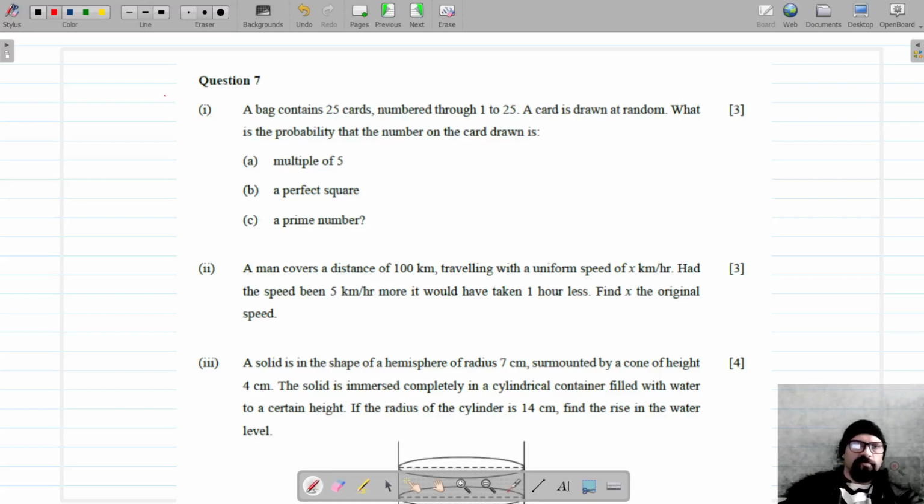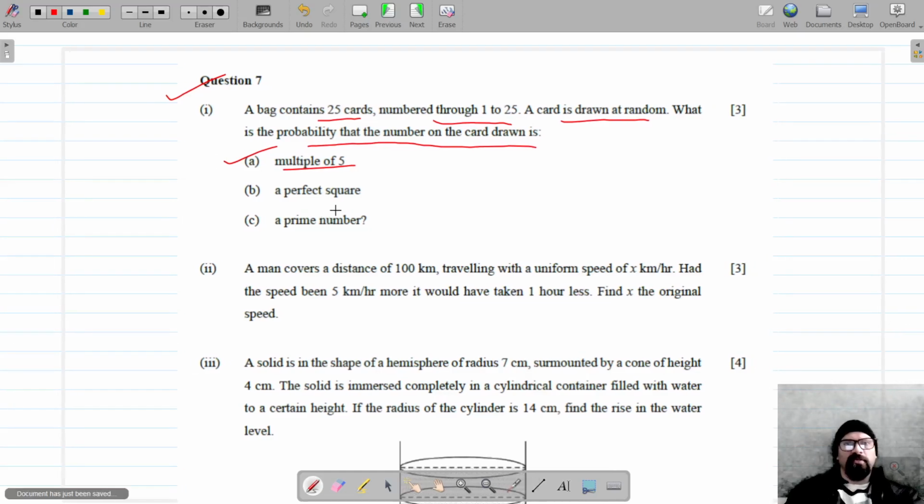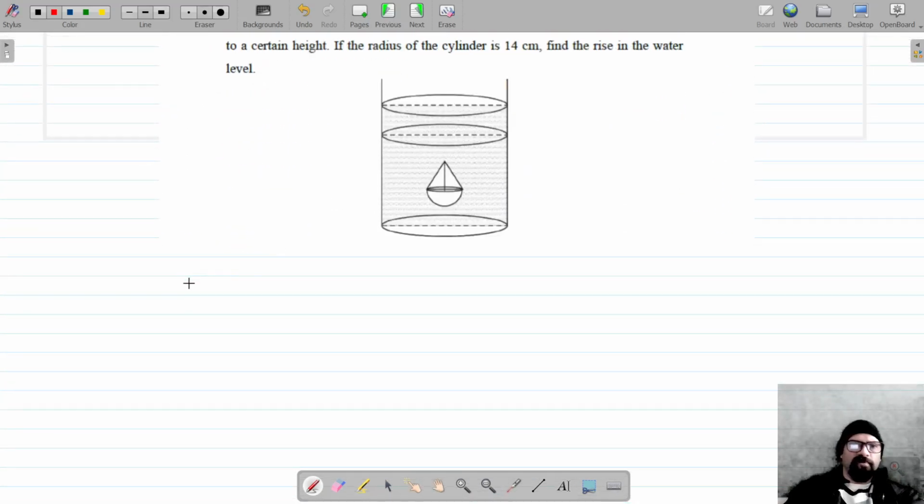For question number 7, I'm going to attempt the first part, and it says that a bag contains 25 cards numbered 1 to 25. A card is drawn at random. What is the probability that the number on the card drawn is a multiple of 5? So let's write down the multiples of 5 and then we will find its probability. The multiples of 5 on the cards are 5, 10, 15, 20, and 25.